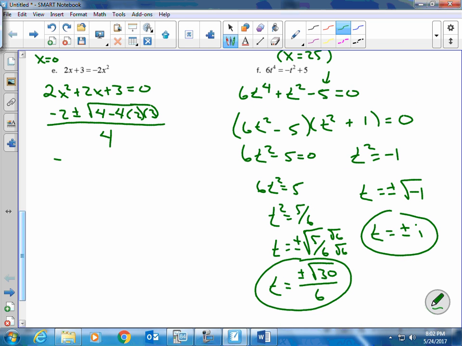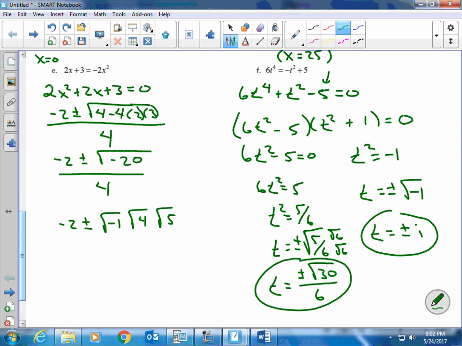That gives me negative 2 plus or minus the square root of 4 times 2 is 8, 8 times 3 is 24, 4 minus 24, a negative 20. I get negative 2 plus or minus, I know I need the square root of a negative, 20 can break into 4 and 5, all over 4.